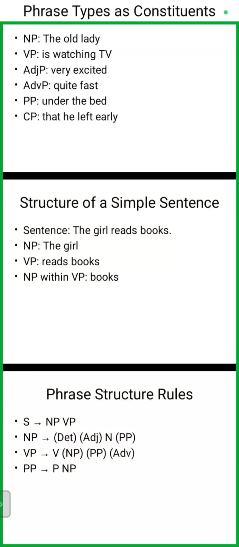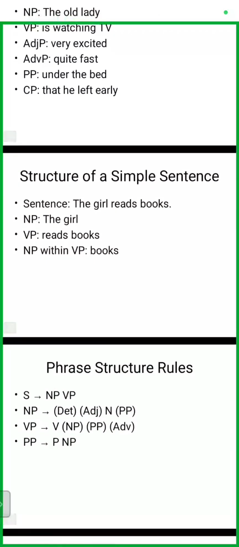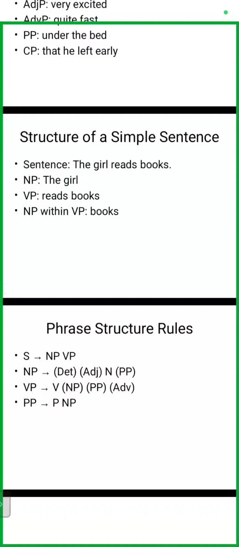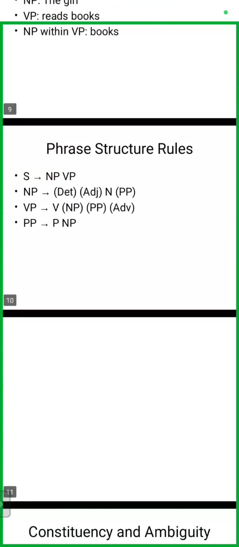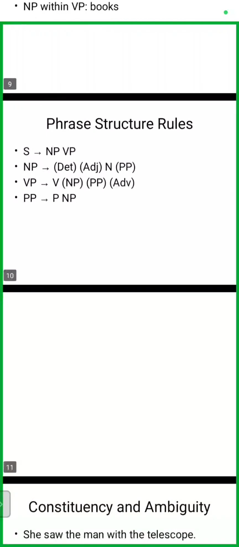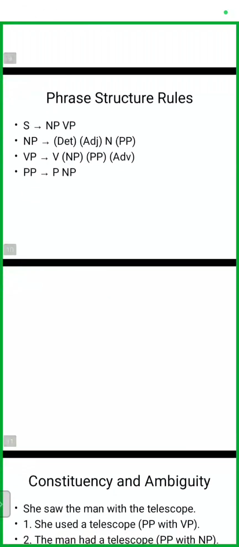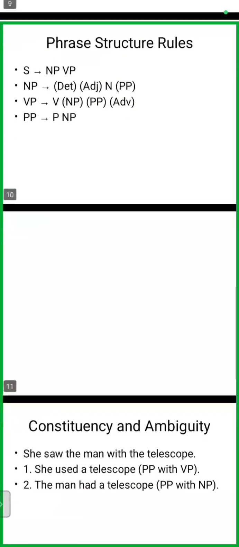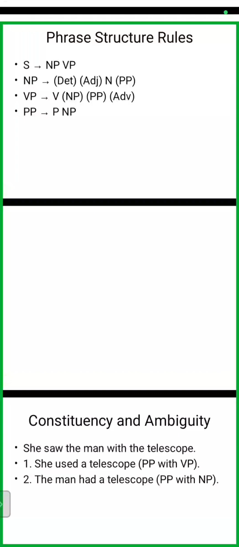Structure of a simple sentence. The sentence is the girl reads books. The NP is the girl, and the VP is reads books. NP within VP, books. And the rules of phrase structure. Sentence: NP, VP. NP: determiner, adjective, noun, PP. VP: V, NP, PP, and adverb. Next, PP: P and NP.